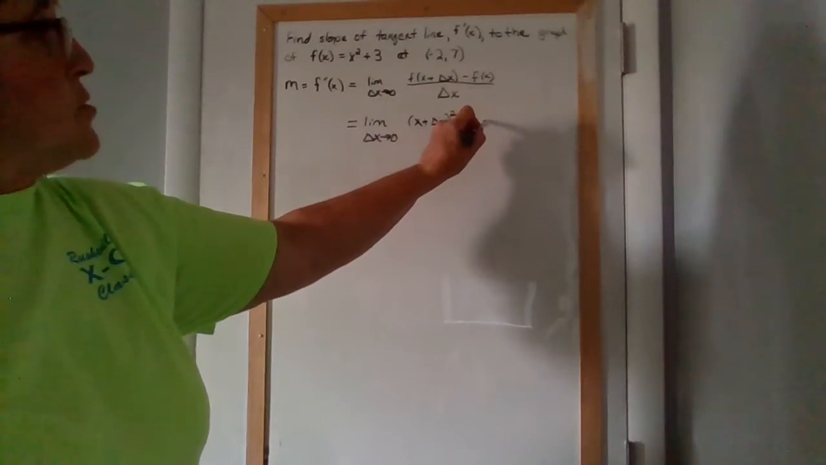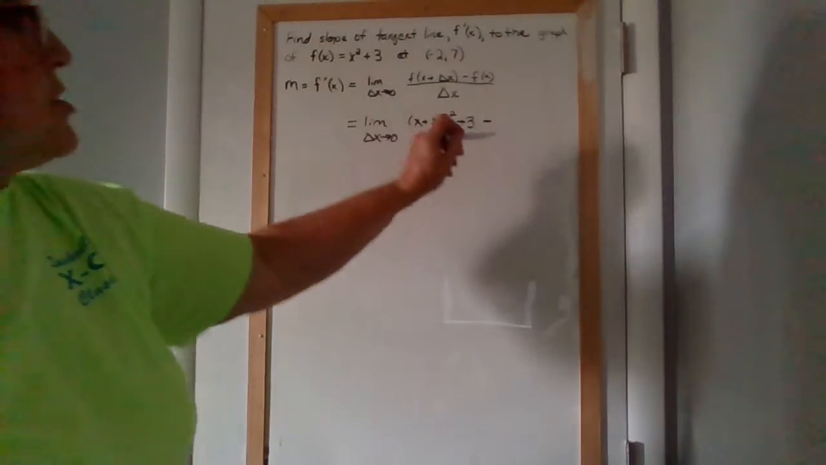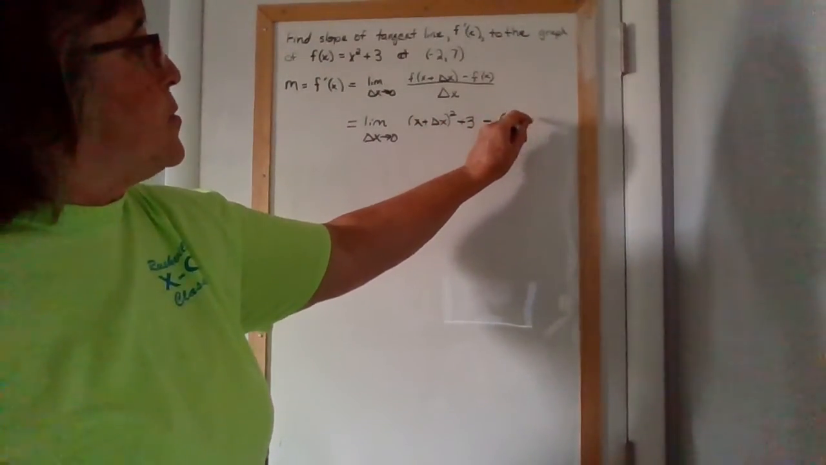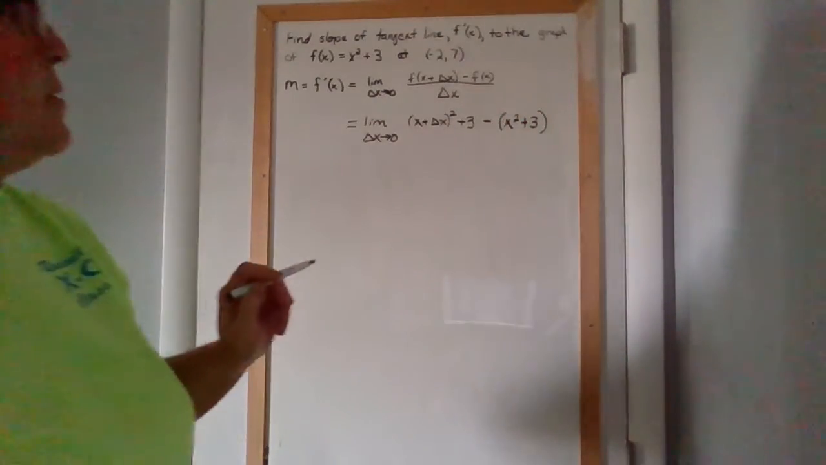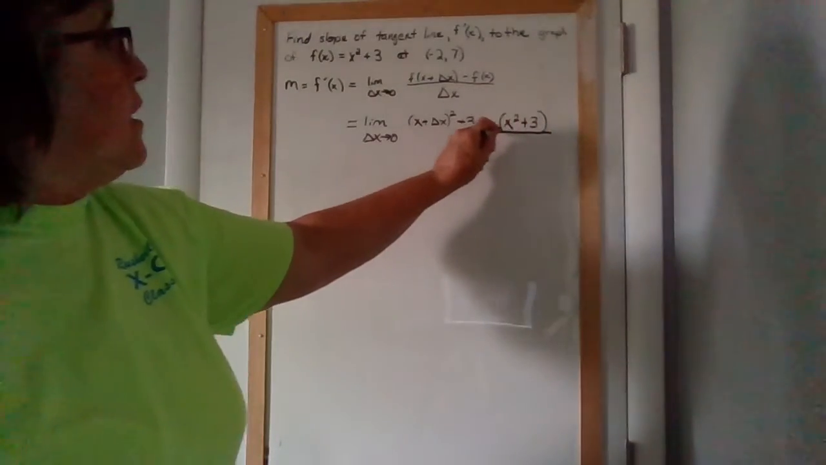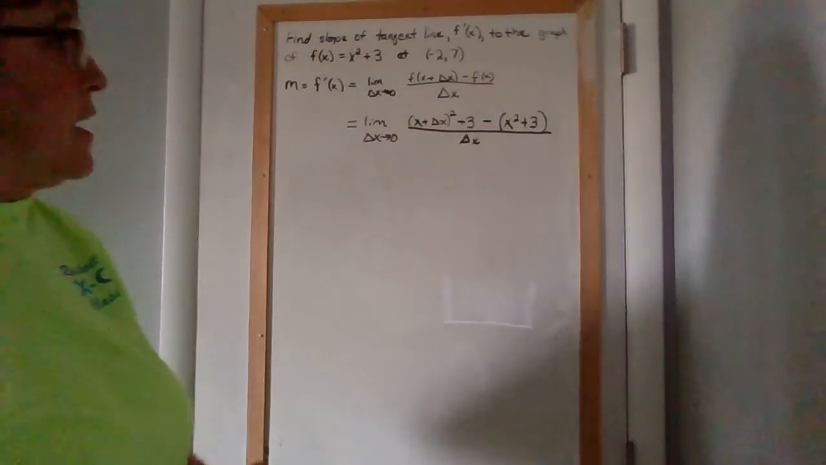Then we'll have to subtract from that f of x, which is our function. Now remember that you'll want to use parentheses or remember to distribute. So minus x squared plus 3, and then your denominator, which is delta x.